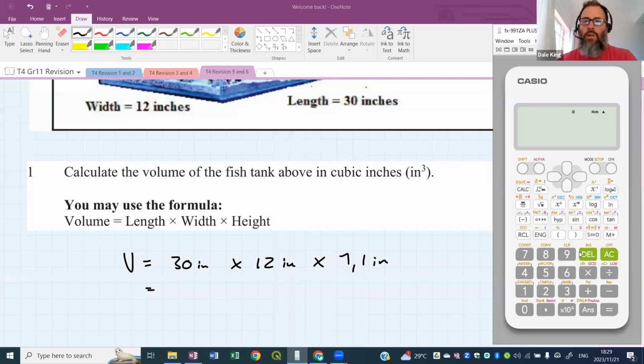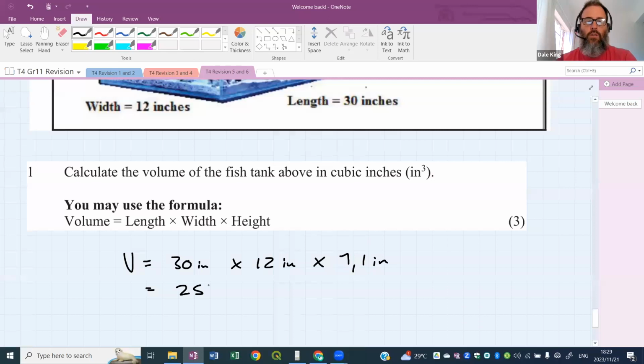I mean, the water's deep enough. So 30 times 12 times 7.1. 2556. You guys are too good. Cubic inches. We've never really worked with cubic inches.